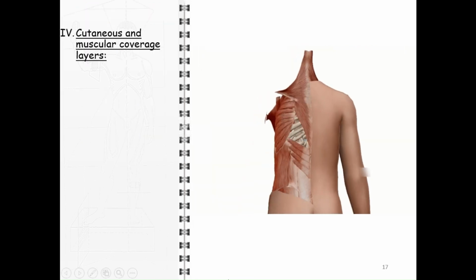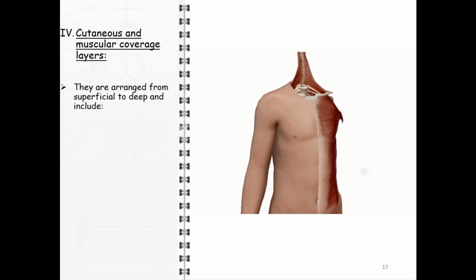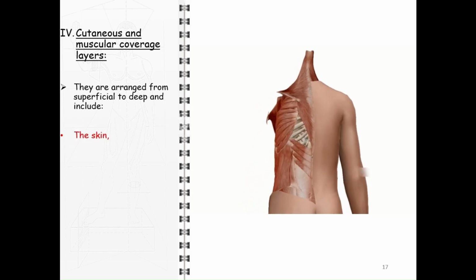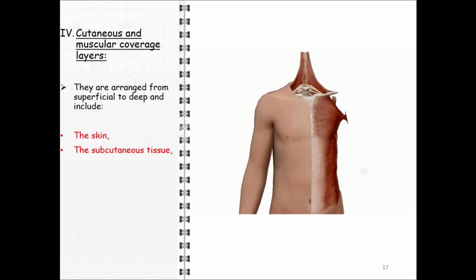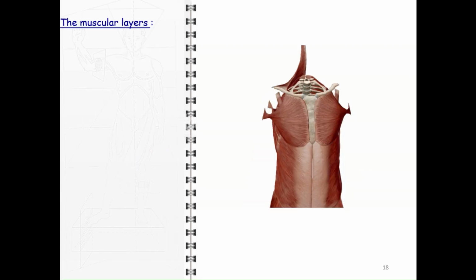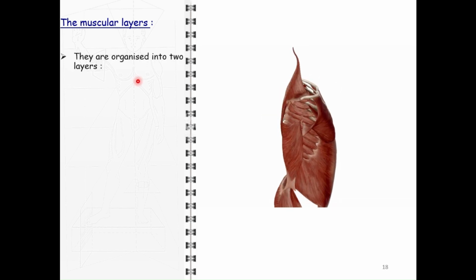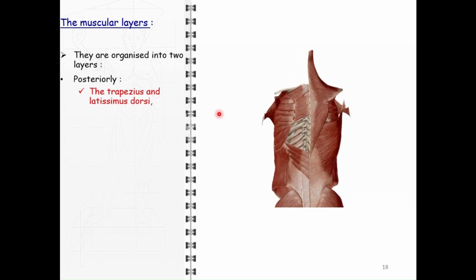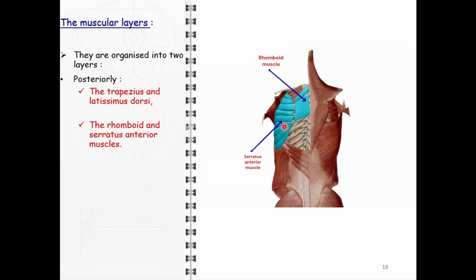The cutaneous muscular coverage layers are arranged from superficial to deep and include the skin, the subcutaneous tissue, the fascia, and the muscular layers. Let's start with the muscular layers. They are organized into 2 layers. Posteriorly, from superficial to deep, the trapezius and latissimus dorsi form a strong lower anchoring structure. And the rhomboid and serratus anterior muscles create a continuous plane, connected by a well-defined rhomboid serratus fascia.